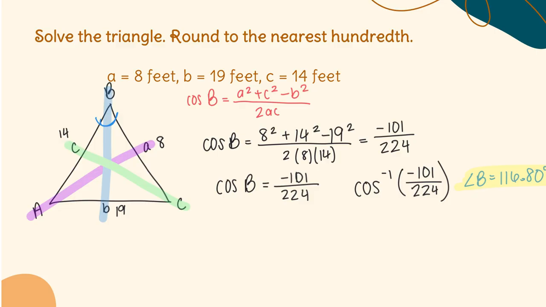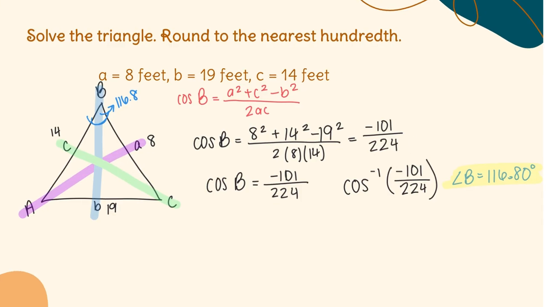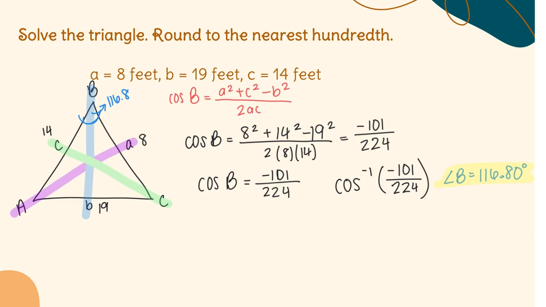This is 116.8. So with law of cosines, you only have to use it once. Okay, you only have to use it once to find a pair. What do I mean by a pair? Now I have angle B and side B. All I have to do now is use law of sines. Okay, so we went over law of sines last class. So let's go ahead and use law of sines to try and find an angle.